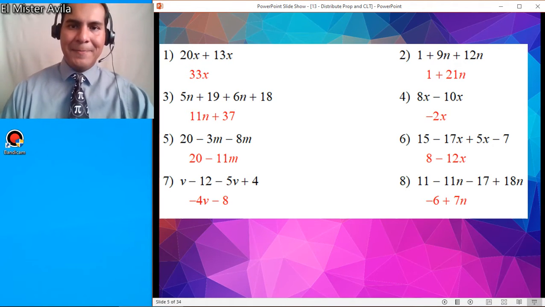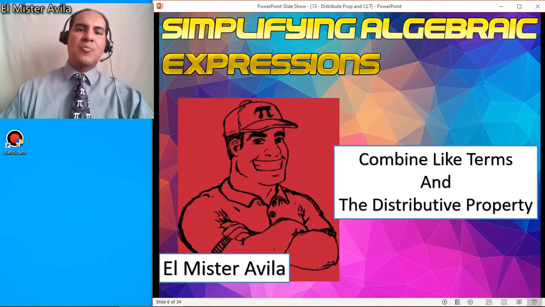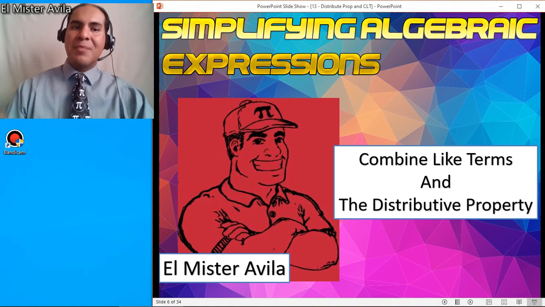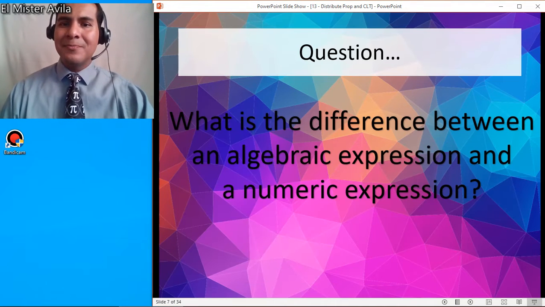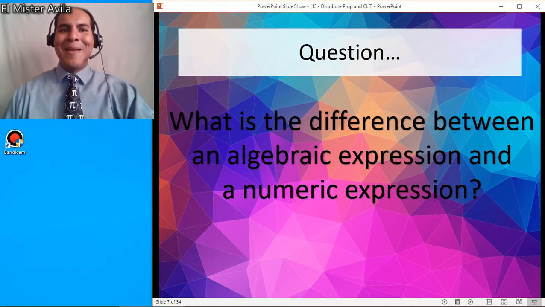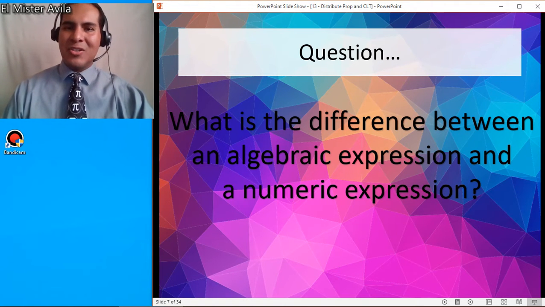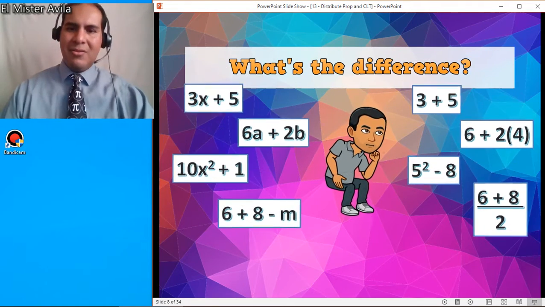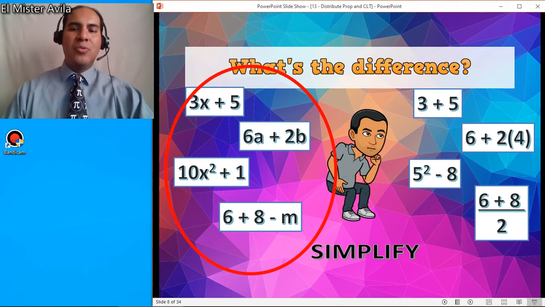The title of today's notes is Simplifying Algebraic Expressions, but we're moving on to not only combining like terms, but we're introducing something called the distributive property. Remember in the last lesson, we had some burgers. Today we're going to go back and do the same thing. Before we do, I ask you, what is the difference between an algebraic expression and a numeric expression? That should be easy by this point. You already know that an algebraic expression has variables and a numeric expression has only numbers.